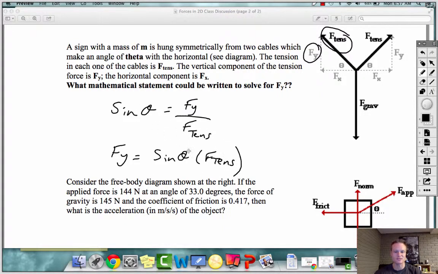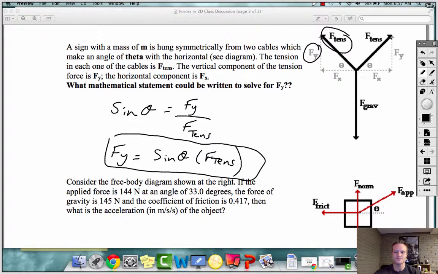Okay, so I just cross multiply basically, and there would be a mathematical statement that you could write to solve for F sub y. Okay. Hopefully that's nothing super scary or new, because it's really the same thing that you guys were doing before. Now it's just there's some cables involved instead of like a velocity.